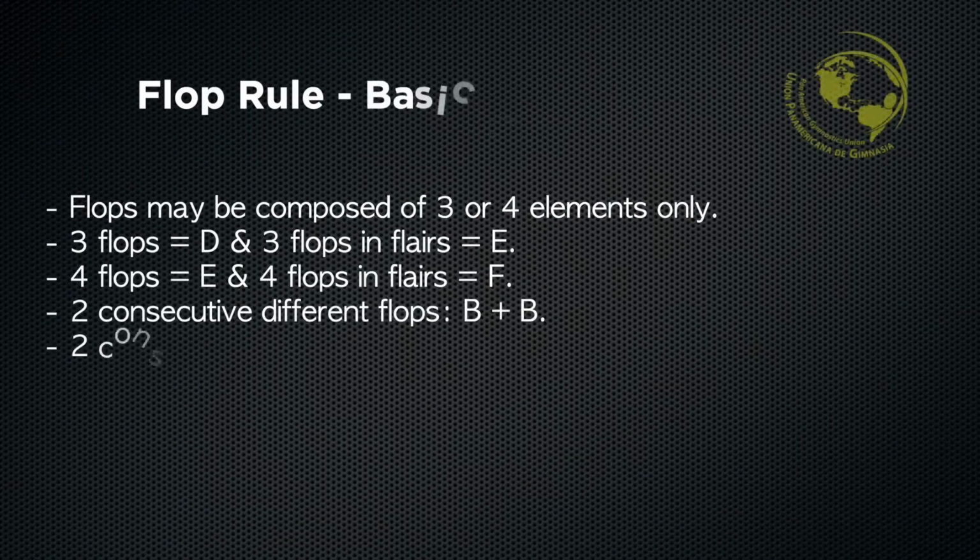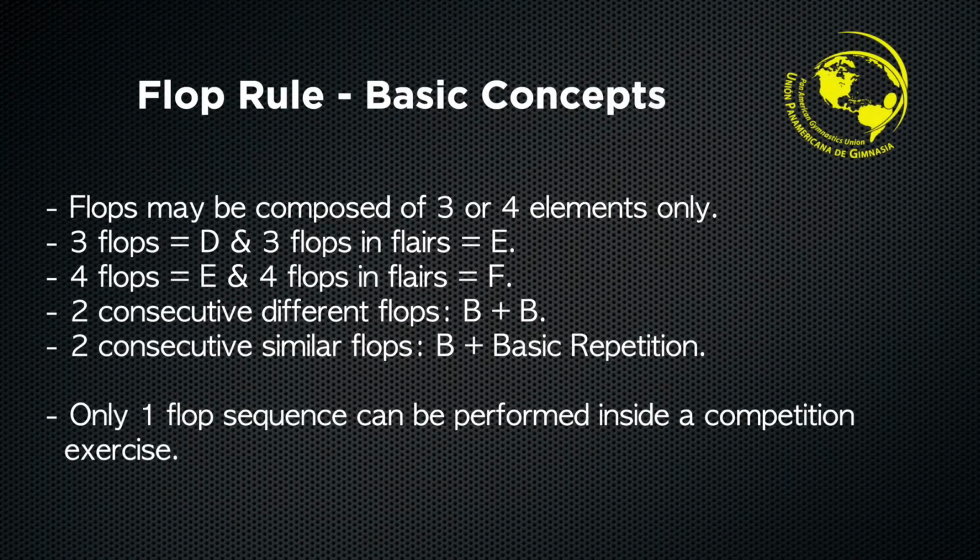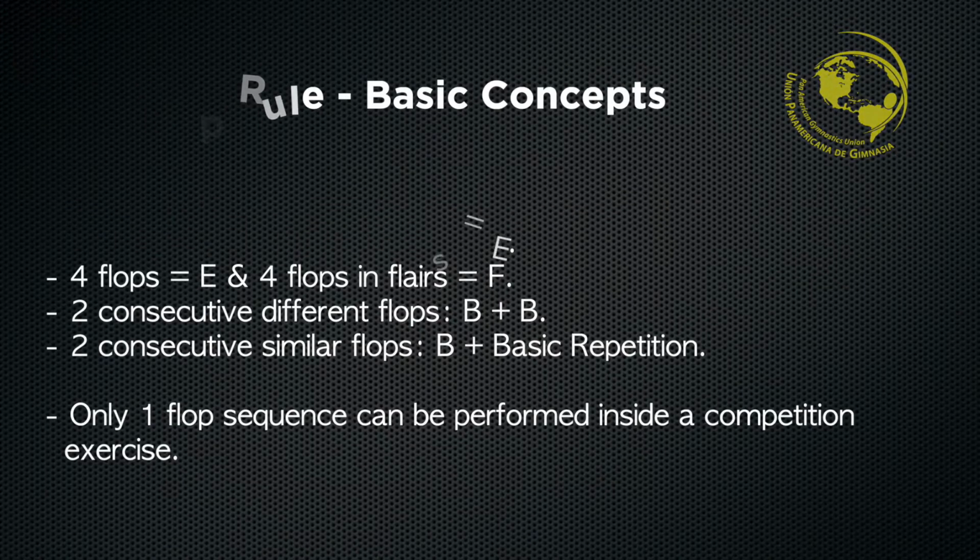As we said before, flops can only be composed of 3 or 4 elements. If 3 flops are performed, they receive the difficulty value of D. 4 flops have an E value, and if these are performed in flares, there is an upgrade of 1 letter. 2 consecutive different flops receive a value of B plus B. It is not a flop, but we have to talk about this. And 2 consecutive similar flops are considered B plus basic repetition. Only 1 flop sequence can be performed inside a competition exercise.